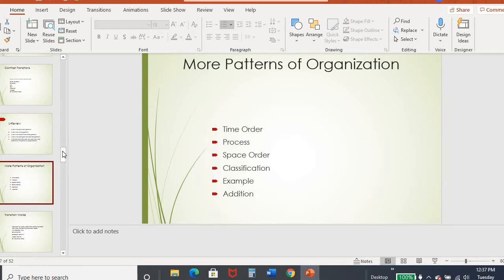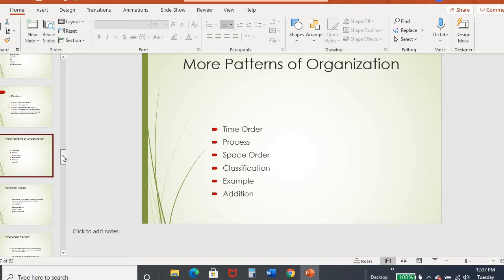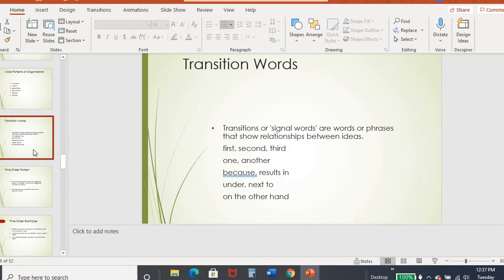All right, the next section, and if this is a lot, this would be a good time to go ahead and pause and then come back to this part of the video since I said this was a longer lecture. Here are the other patterns that we are going to discuss. Okay, so another reminder about transition words. They help us identify what structures are being used.